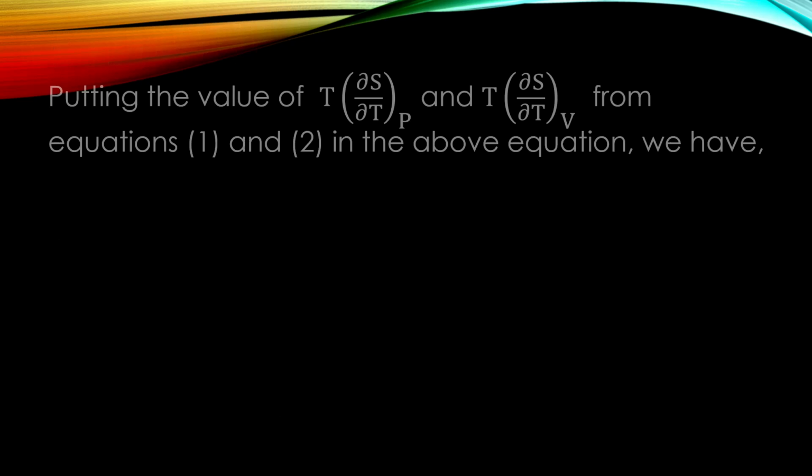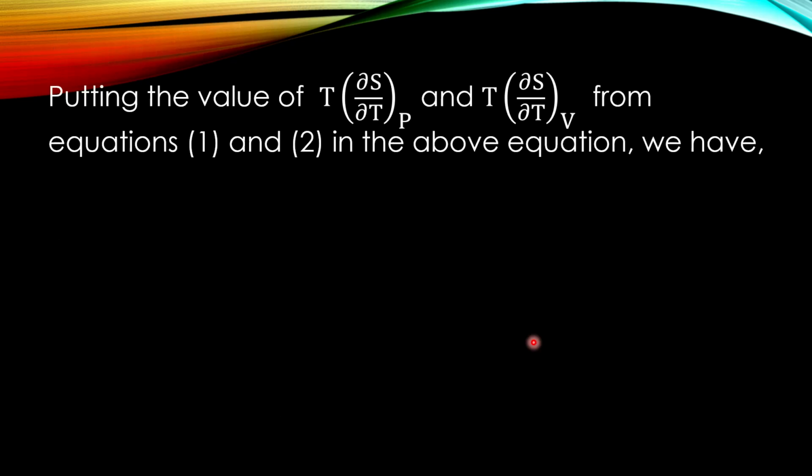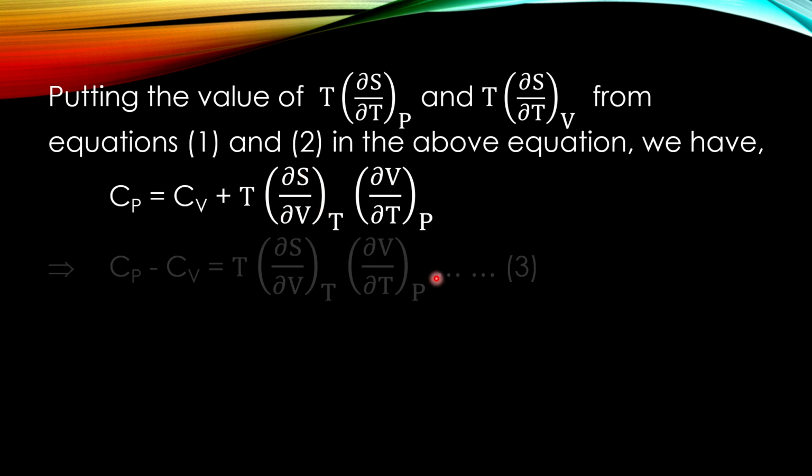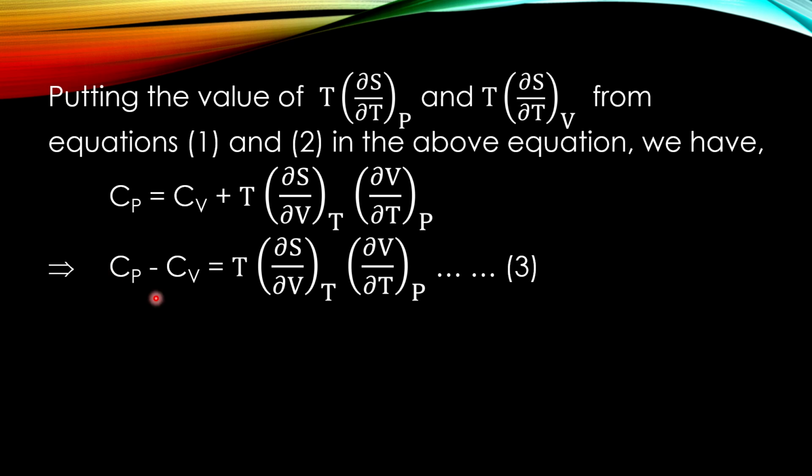So we have the expression by putting the expression of T(∂S/∂T)_P and T(∂S/∂T)_V, that is Cp and Cv, in the above equation. Then it becomes Cp equals Cv plus T into (∂S/∂V)_T into (∂V/∂T)_P, or Cp minus Cv equals to this one. This is equation number 3.